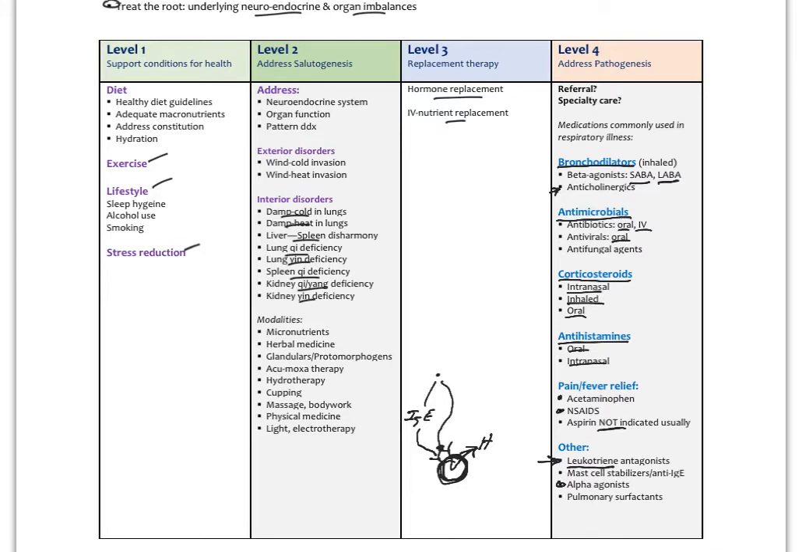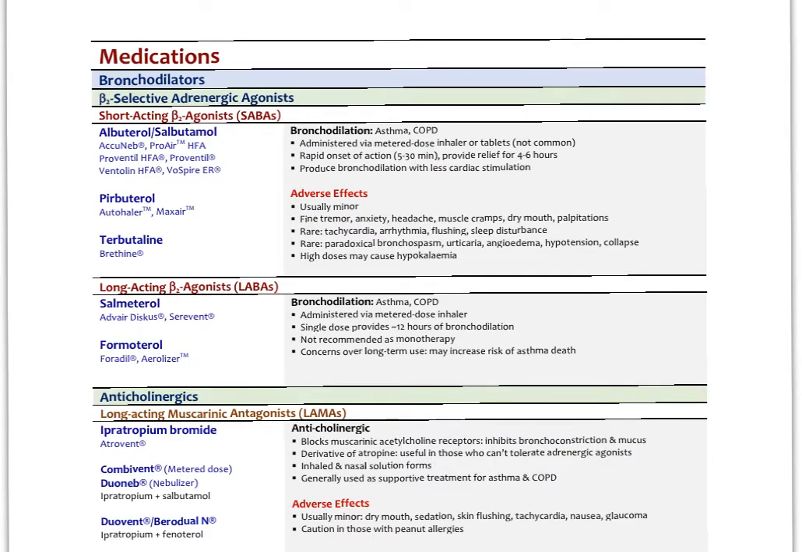And then pulmonary surfactants are given when there's surfactant deficiency, like in the newborns. So this is the overview of the different medication classes and the different levels of the therapeutic order for respiratory disorders. So let's look at a couple of these medications in more detail. Let's look first at the bronchodilators. Again, we can have short and long-acting agents, and the first class would be the beta-2 selective.